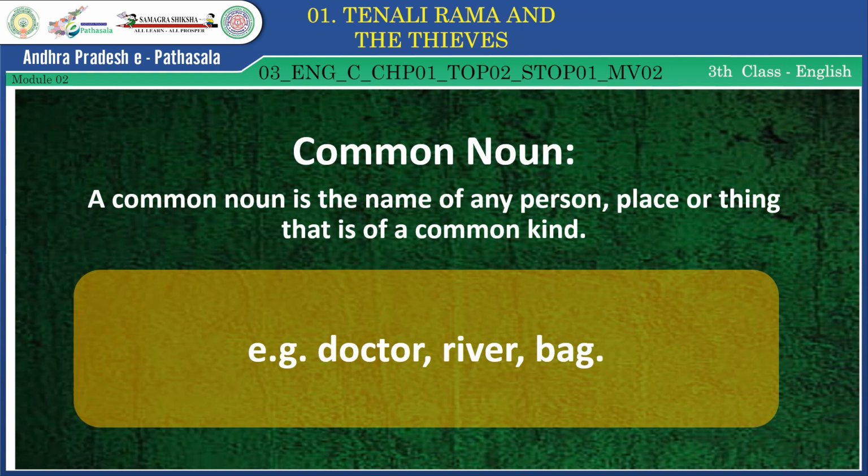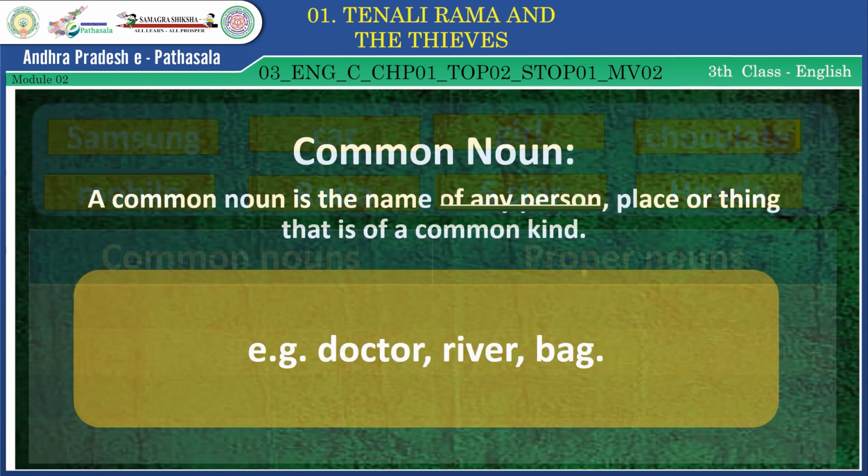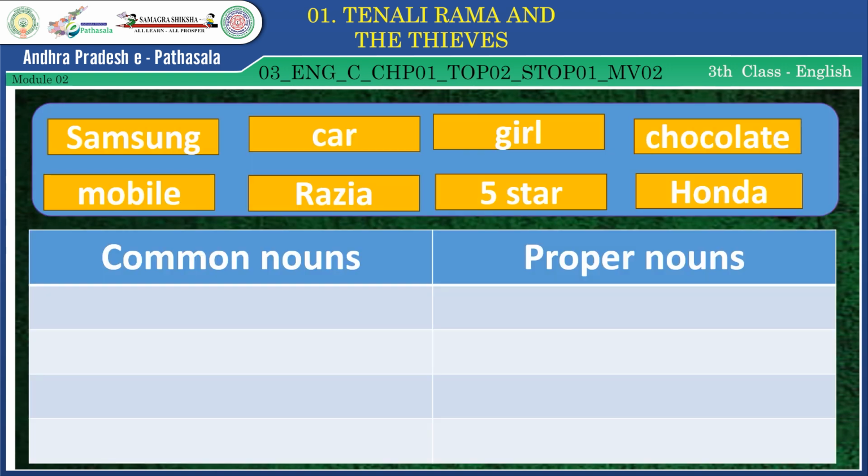Children, let's do an activity related to nouns. Children, let us do this activity. We are having some words in the top box. We have to segregate these words into common nouns and proper nouns. Before starting the activity, let us read out the words. Samsung, car, girl, chocolate, mobile, Rajia, 5-star, Honda.